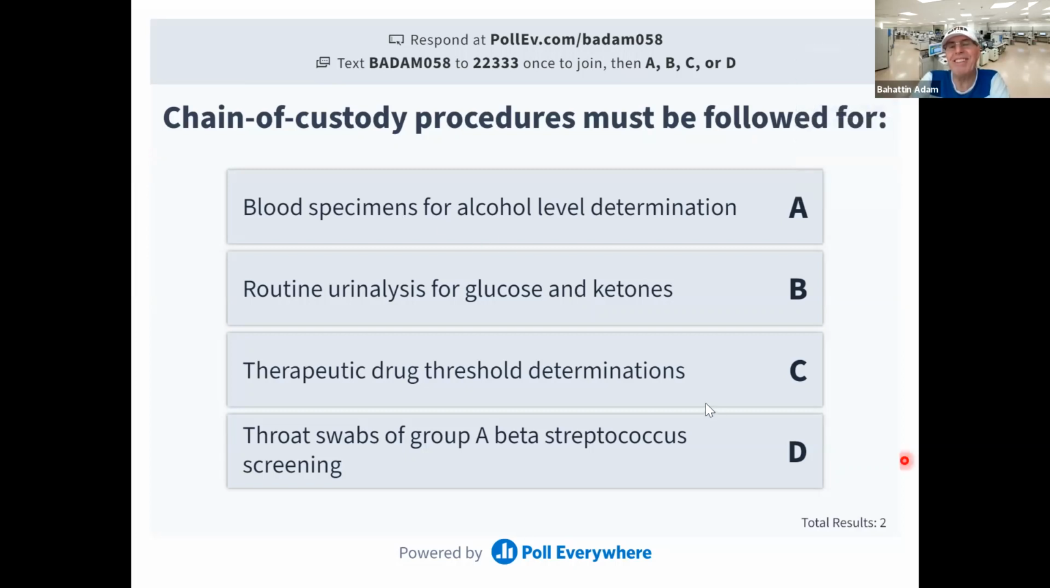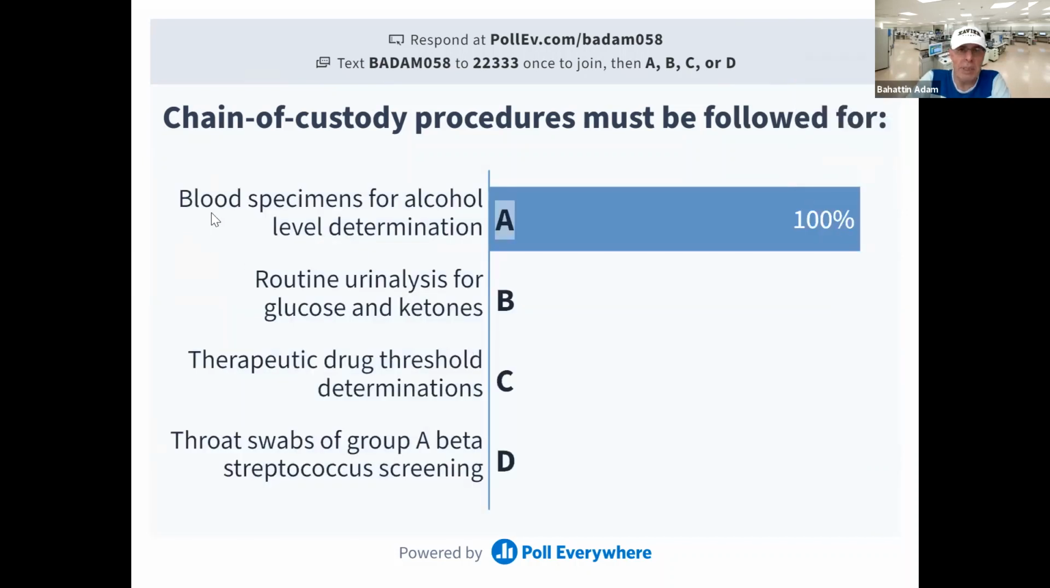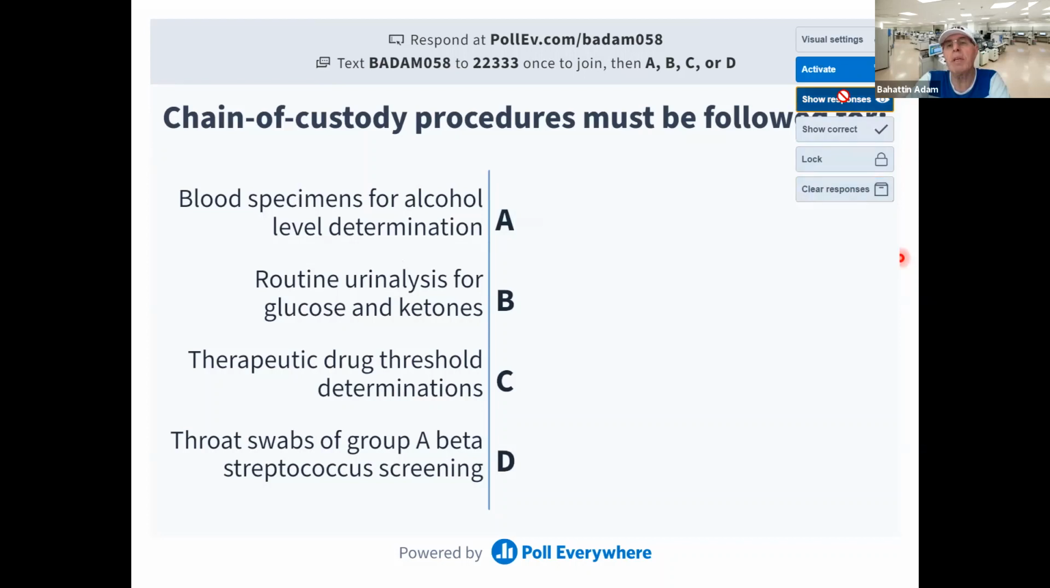One more answer. Thank you. Now I'm going to show you. Blood specimen for alcohol level determination is a medical legal situation. Among these options, the first one is the answer for this question. Thank you. Now let's see.